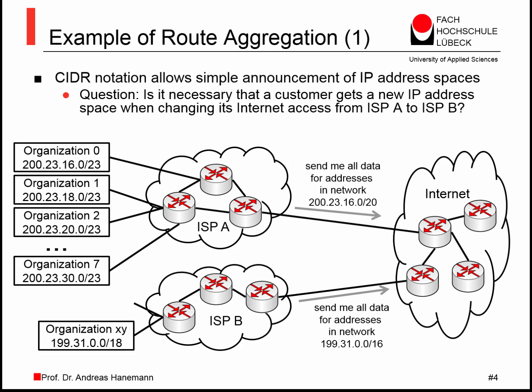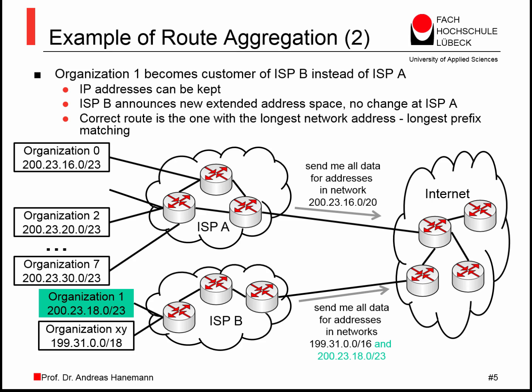On the slide you see another ISP called ISP-B. Now the question is, what happens if a customer organization leaves ISP-A and becomes a customer of ISP-B? The customer organization wants to keep its address space because it does not want to do reconfigurations. We see on the following slide that the customer organization can keep its address space and that ISP-B announces this specific address space in addition. ISP-A does not change its announcement so that it is not replaced by 7 new entries in the internet routers.